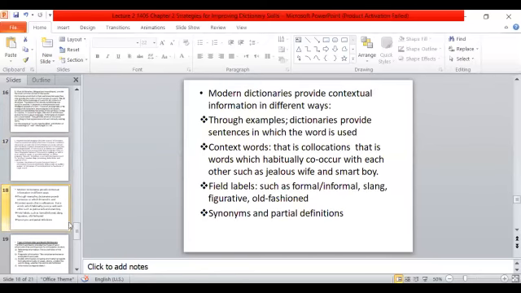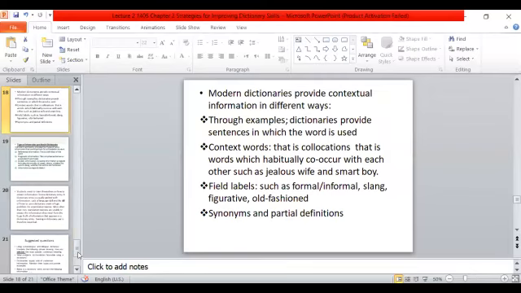Modern dictionaries provide contextual information in different ways. Number one, through giving examples. Dictionary provides sentences in which the word is used. Number two, context words, that is, they provide collocations, such as we have seen, and the word string, and the word underline, that is, words.